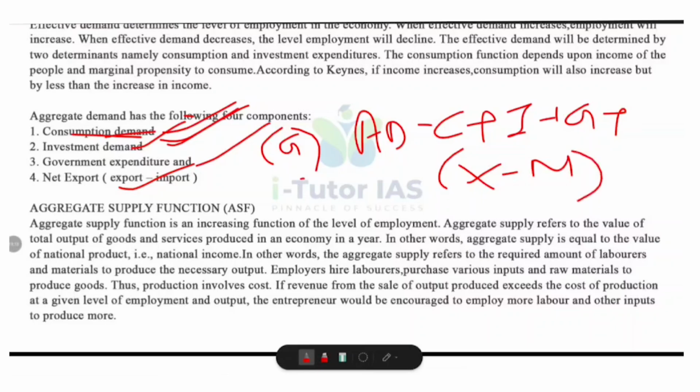So the level of employment depends on how much total demand exists in the economy. If demand is low, people remain unemployed even if there are resources available.